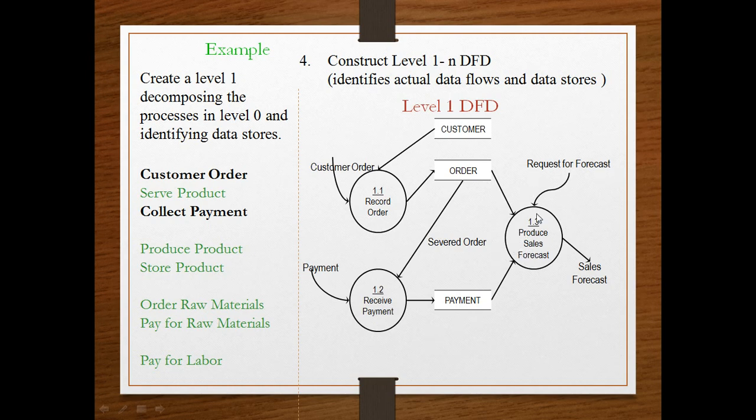Okay, request for forecast. For example, if it is going to rain, then they are going to do it very fast, and that is the sales forecast. So it is going to give me the forecast of the sales. So this is how the first level DFD is done: customer order and payment. This is how the example is done.